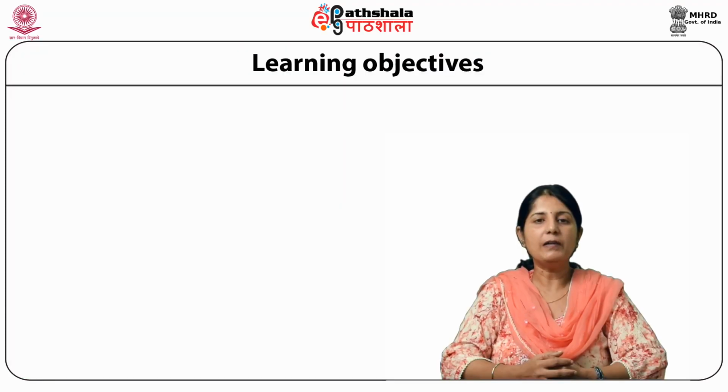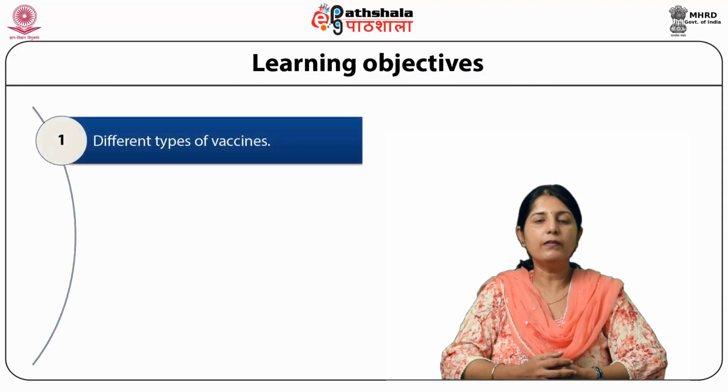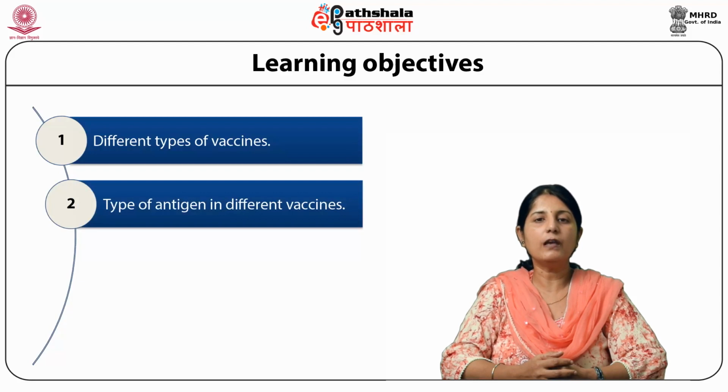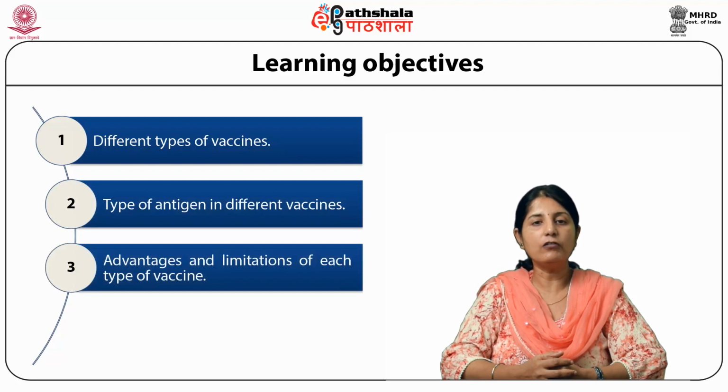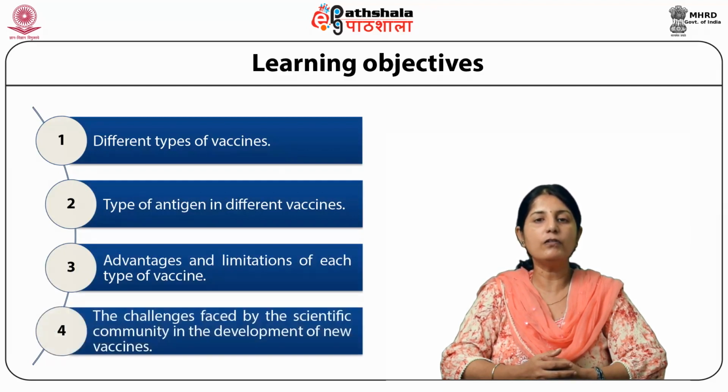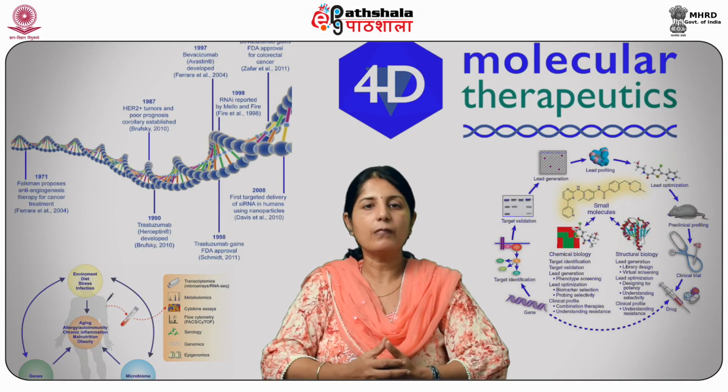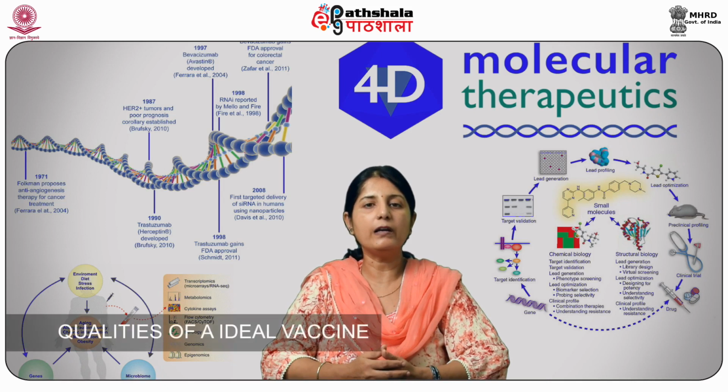So, after completing this module, you should be able to understand different types of vaccines, what are the different antigens in these vaccines, what are the advantages and limitations of each type of vaccine, and the challenges which are being faced by the scientific community during development of new vaccines. Let us first try to understand what are the different qualities we would expect in an ideal vaccine.